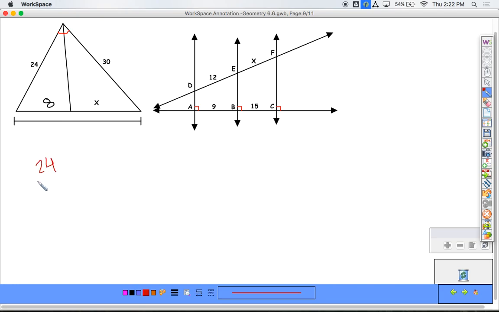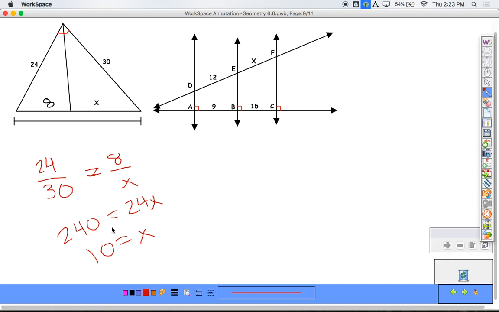So if we follow that theorem, saying this is 8, that tells us that 24 over 30 is going to equal 8 over x. So, simplifying, 8 times 30 is 240, and that equals 24x. We divide by 24, x is going to be 10.